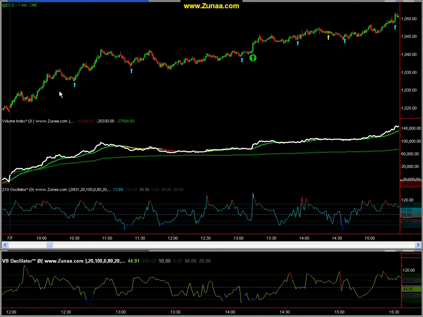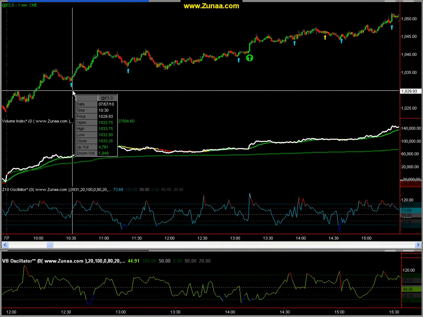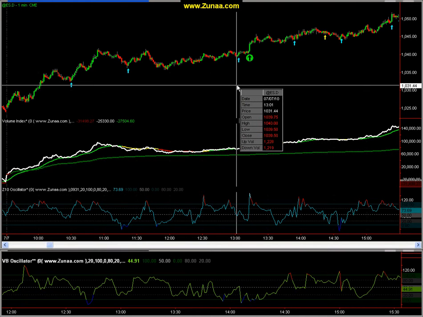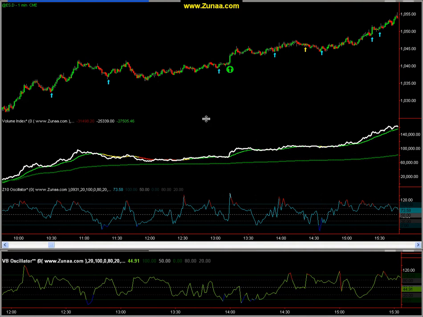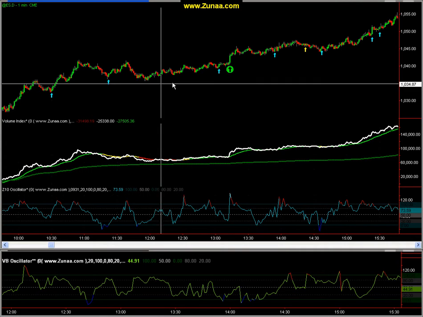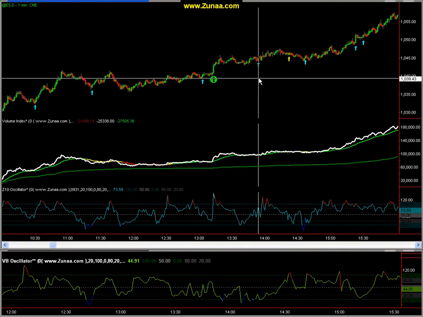So let's take a look at two days. The first day we're looking at is a trend day, and these are your long signals. That's a breakout signal, long signal. During this period when the volume index trend turned red, we didn't take any trades. Didn't meet our filters. Long signal.